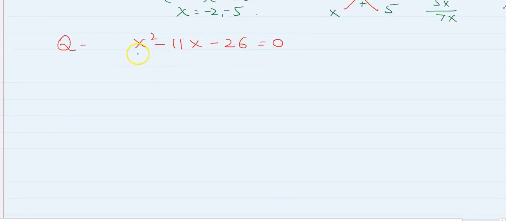Let's take another example. X squared minus 11x plus 26.